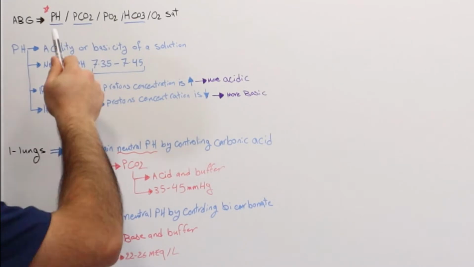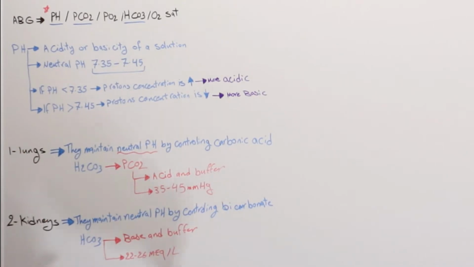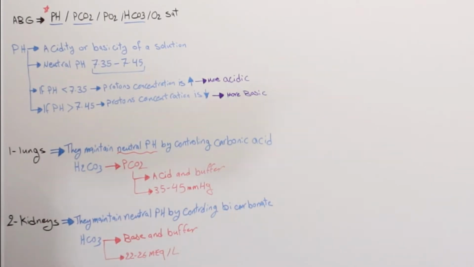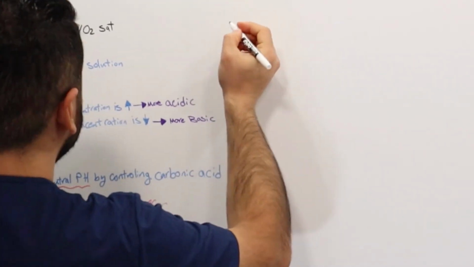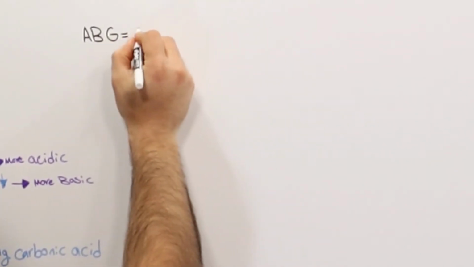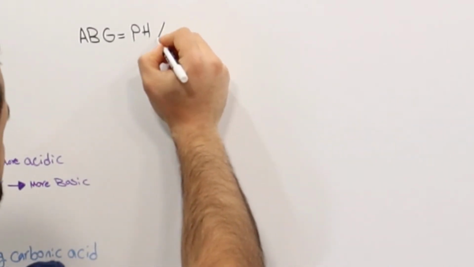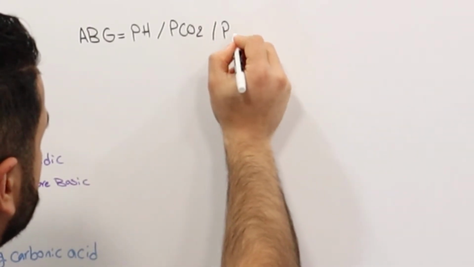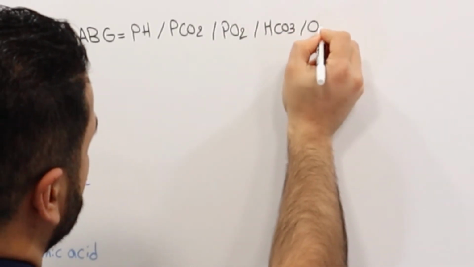So now that I have a better understanding of what ABG is, let's jump into interpretation. How can I interpret this in case of acid-base status for a patient? So I just said that ABG is basically pH, and then PCO2, and then PO2, HCO3, and then O2 saturation.